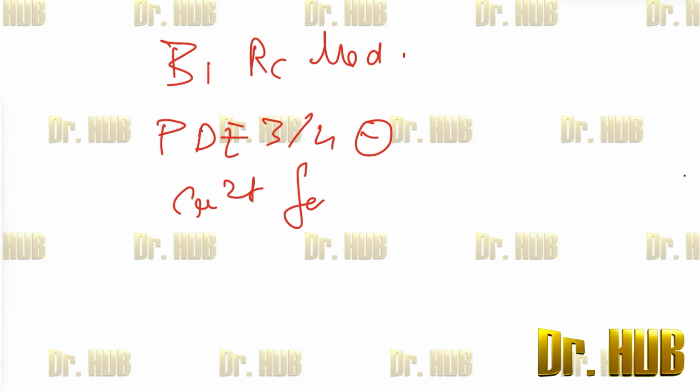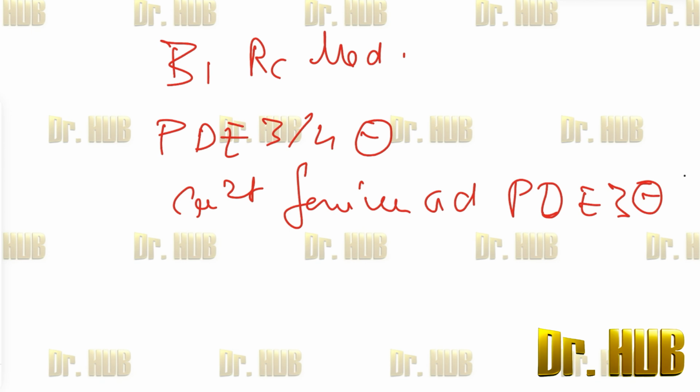Next, we have enoximone and milrinone. They are nothing but PDE 3 or 4 inhibitors. Next, levosimendan and pimobendan, all these are the combined calcium sensitizers and PDE3 inhibitors.